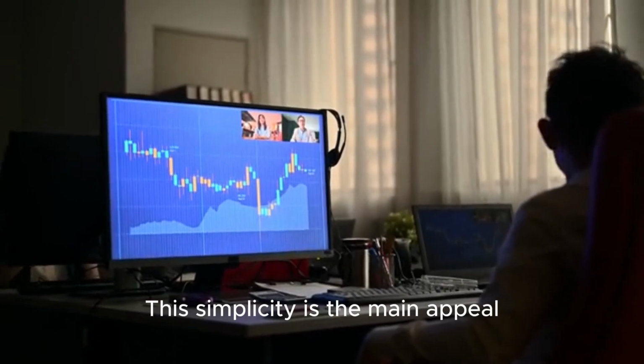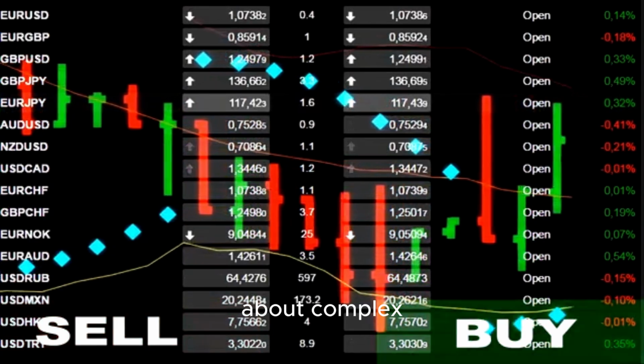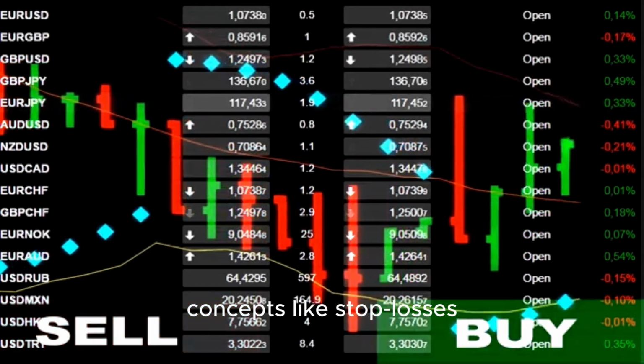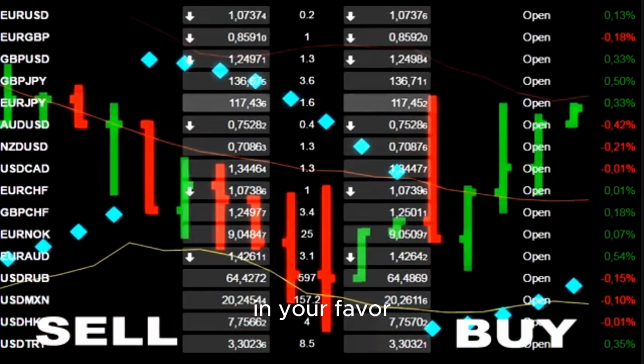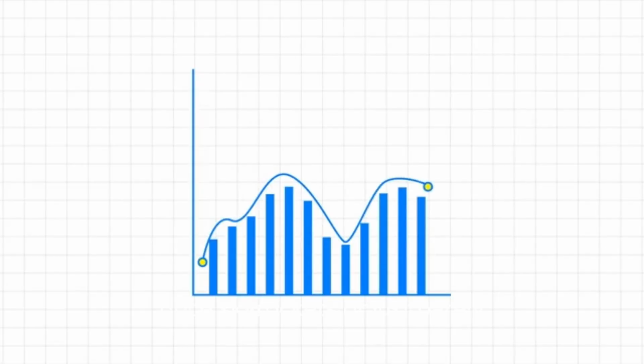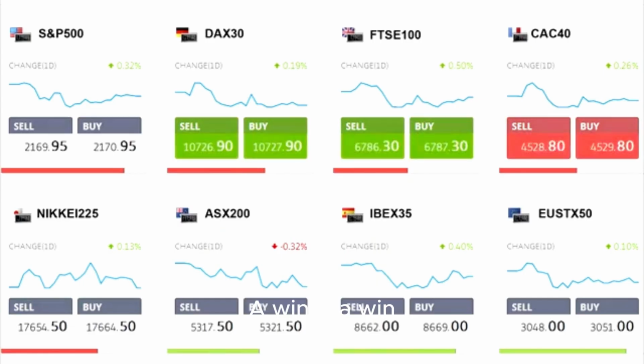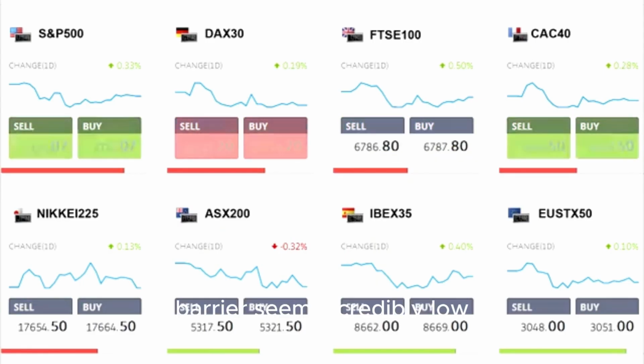This simplicity is the main appeal. You don't need to worry about complex concepts like stop losses or how much the price moves in your favor. It doesn't matter if the price skyrockets or just barely nudges past your target, a win is a win. This makes the entry barrier seem incredibly low.